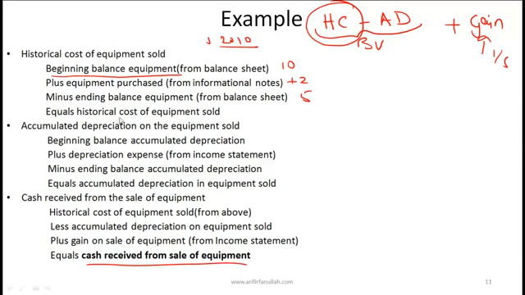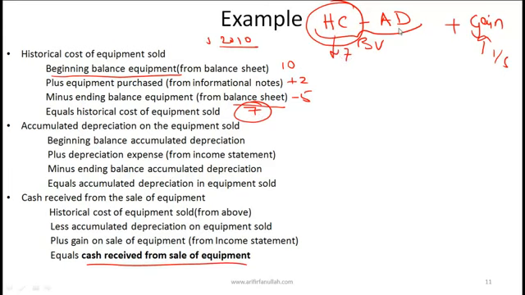So the historical cost of equipment sold would be 10 plus 2, which is 12, minus 5, which is 7. So this will give us the historical cost of equipment sold. We then calculate the accumulated depreciation on this equipment sold. Remember, this 7 is the gross value or the historical cost. This does not include any accumulated depreciation. So far this 7 represents the historical cost.